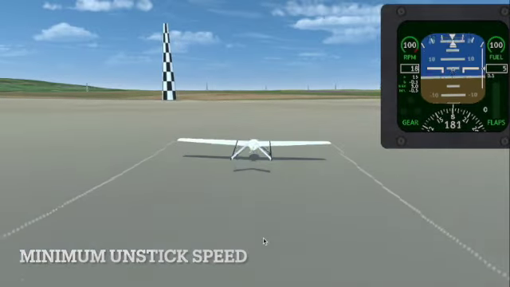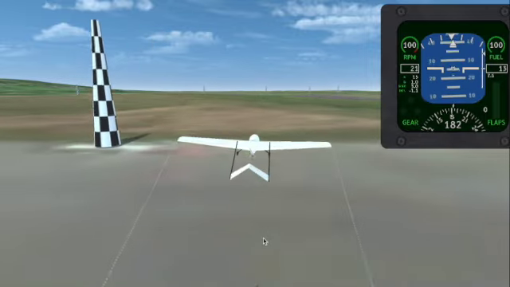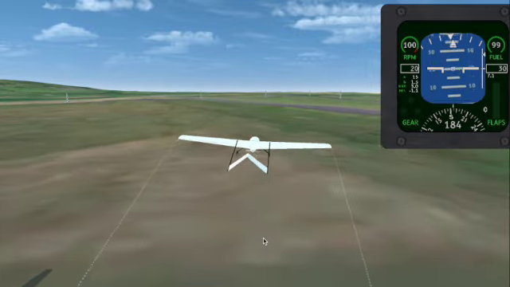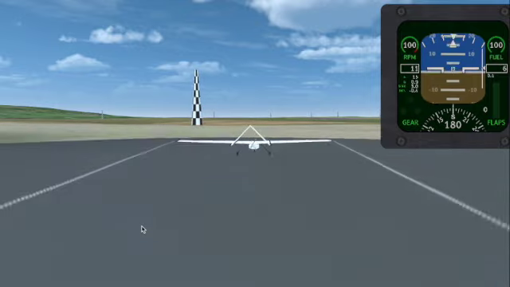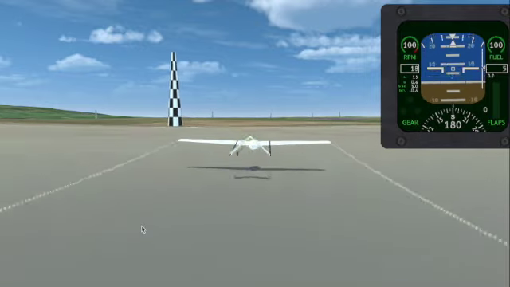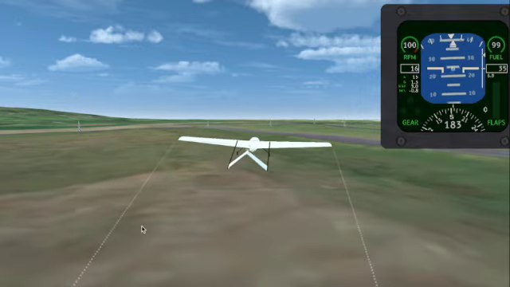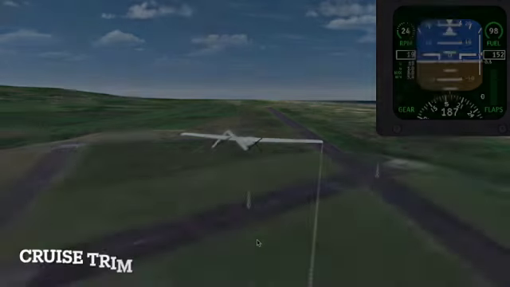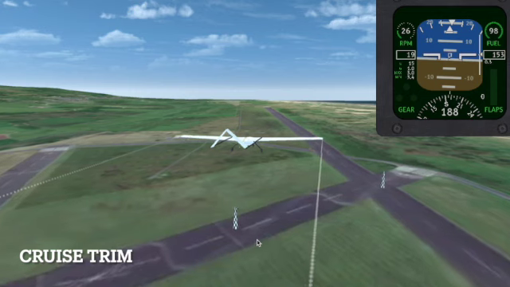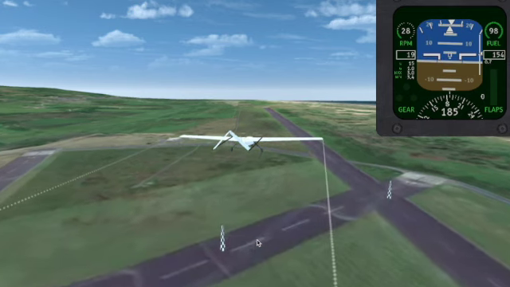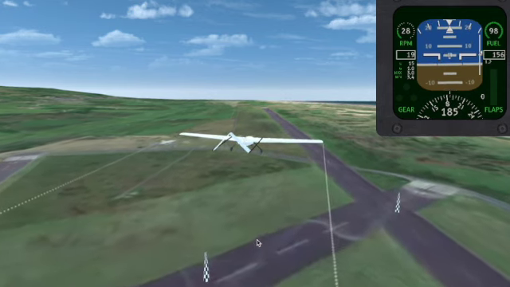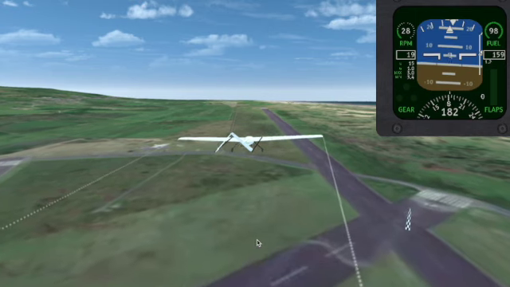The minimum speed for the aircraft to take off with both the flaps deployed and not deployed was found to be around 18 meters per second for both. The cruise speed trim of 20 meters per second was found at an RPM of 30.